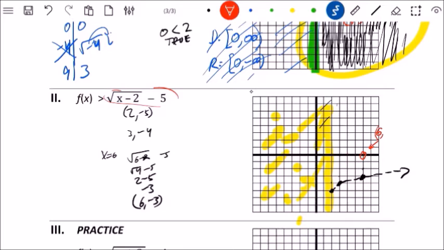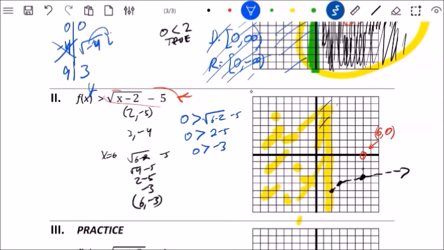So let's take those numbers. This is 6 for the x and 0 for the y, and let's actually put it back in here. So I'm going to do it in here. This is a y. So the y value is 0, and is that greater than the square root of 6 minus 2, minus 5? 6 take away 2 is 4. Square root of 4 is 2. 0 greater than negative 3. That is a true statement.